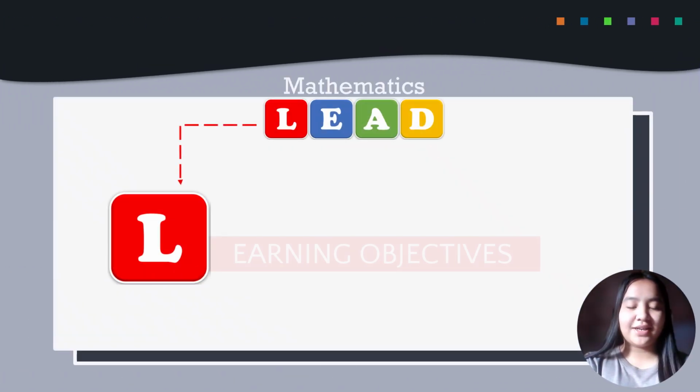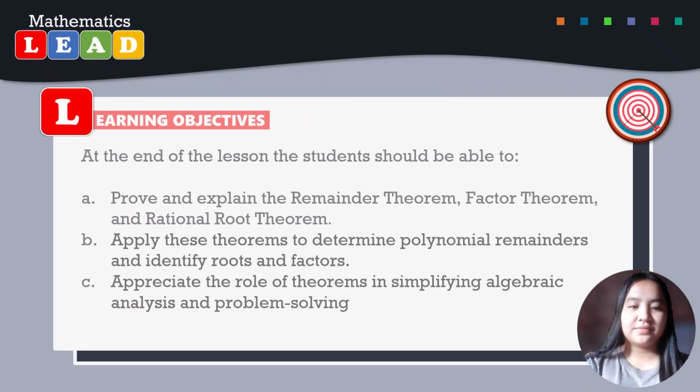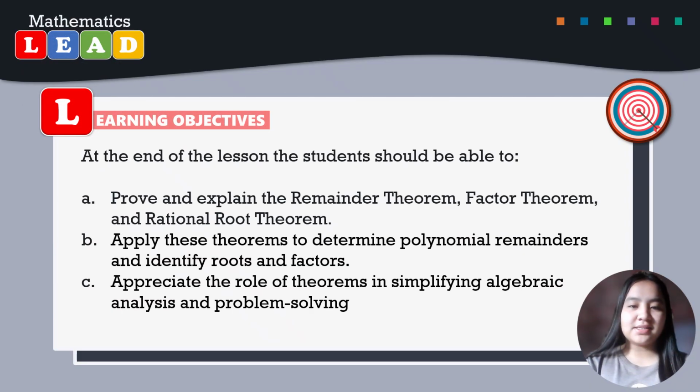Here are our learning objectives. At the end of the lesson, the students should be able to prove and explain the remainder theorem, factor theorem, and rational root theorem; apply these theorems to determine polynomial remainders and identify roots and factors; and appreciate the role of theorems in simplifying algebraic analysis and problem solving.